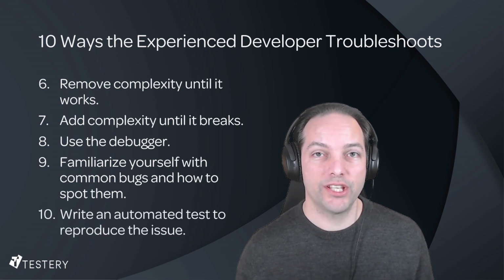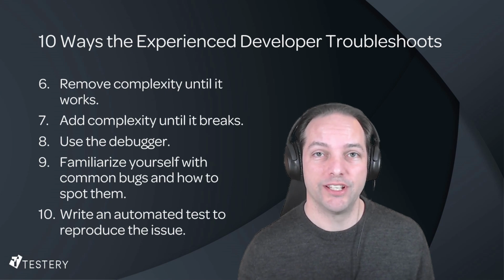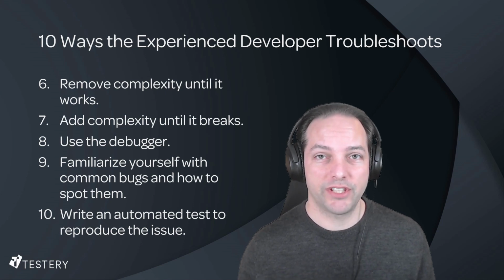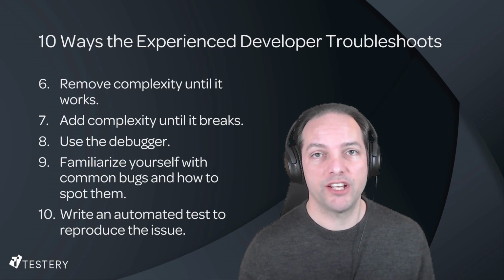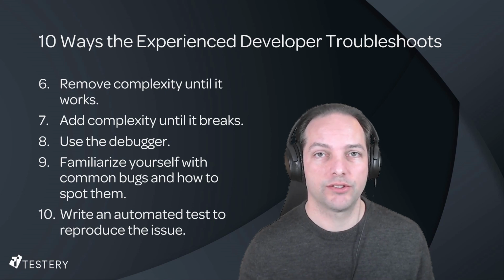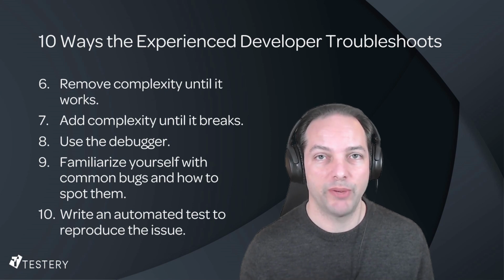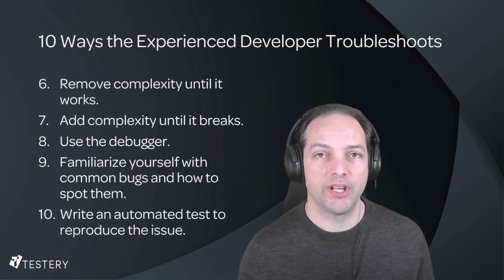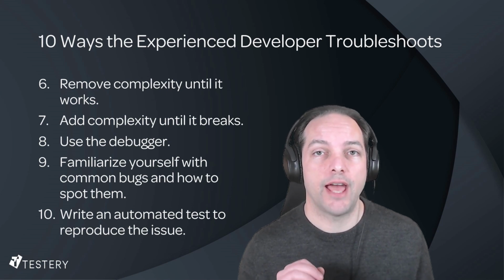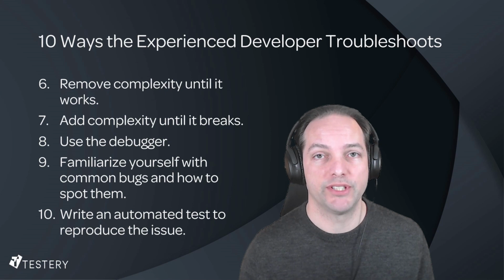And finally, always write an automated test to reproduce the issue. This not only proves that you know how to reproduce the issue and where the issue is taking place in the system, it also helps you make sure that your code is working. So you go from a failing test to a passing test as you fix the code. And it'll serve future builds to be able to make sure that the issue doesn't reintroduce itself. And there's nothing more embarrassing than having the same bug happen multiple times.